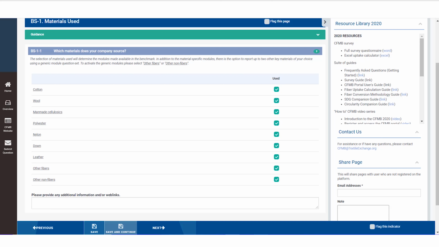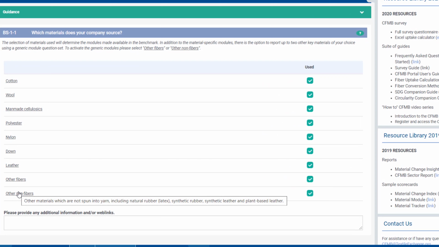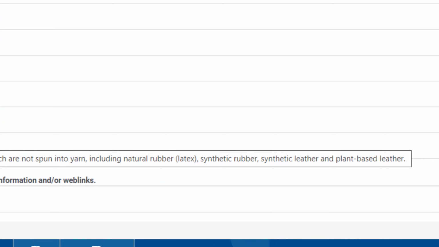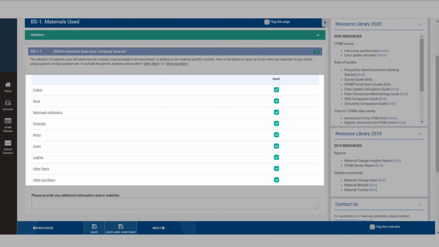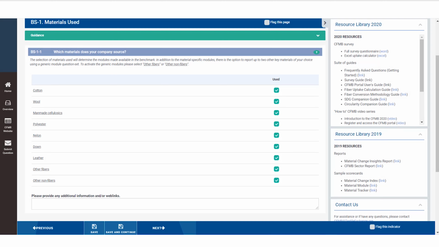Before we walk through actual reporting in the survey, it is worth noting that you are able to hover over any underlined text to view a definition. For example, other known fibers includes other materials which are not spun into yarn, including natural rubber, synthetic leather, and plant-based leather. Your material selections in Balance Sheet 1 will determine which tables you see in Balance Sheet 2.